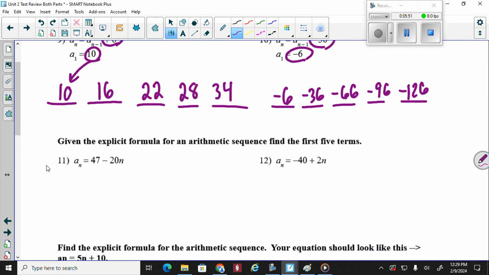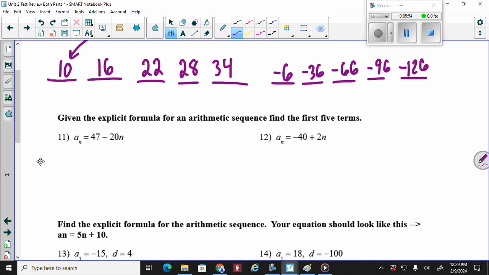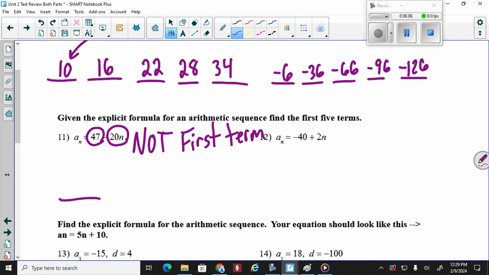All right, so given the explicit formula, find the first five terms. Now, let me go ahead and say it one more time. This is not the first term. So stop doing that. I'm still having people putting 47 right here because it's literally right there. You guys, it's not the first term of an arithmetic sequence, okay?